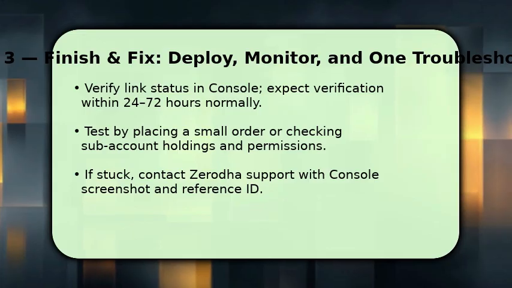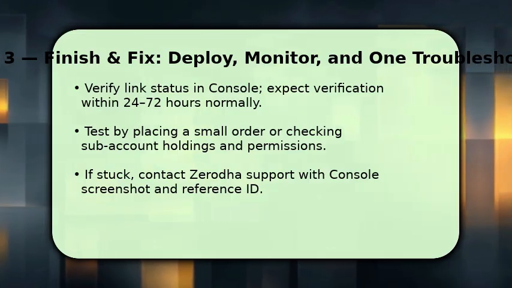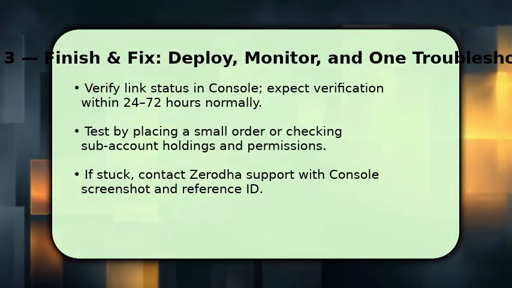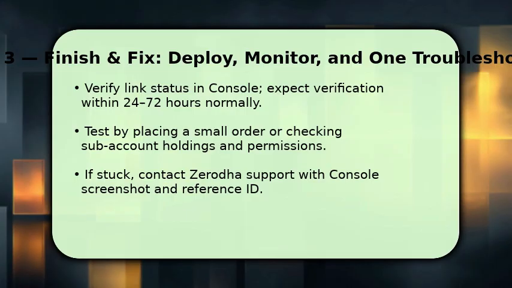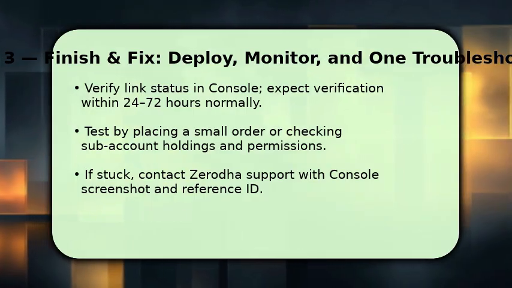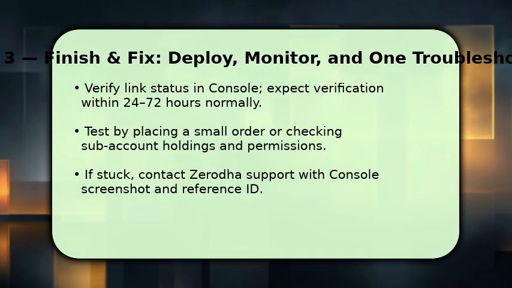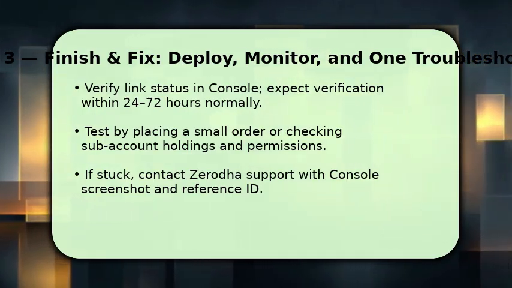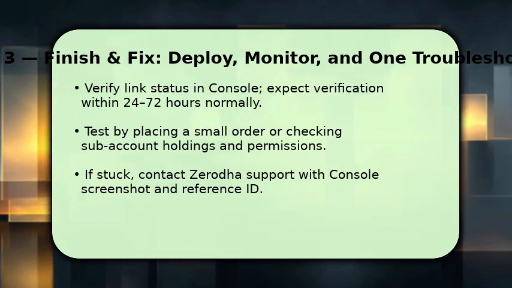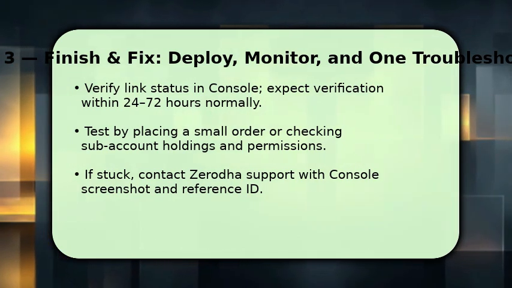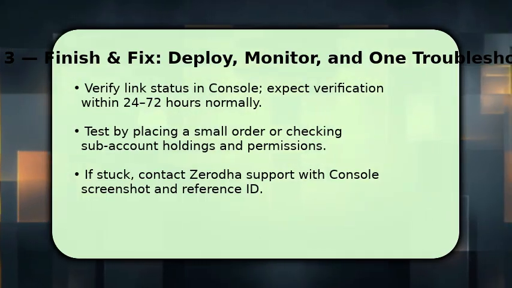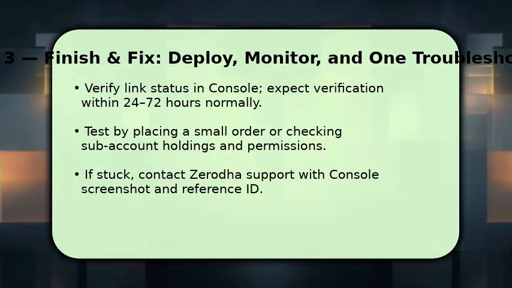After approval, log into Kite or console under the sub-account and test with a small trade or view holdings to ensure permissions and margins are correct. If something goes wrong, like pending verification or permission errors, capture a console screenshot, note the reference ID shown, and contact Zerodha support. Provide the screenshot and ID to speed resolution. One key tip: recheck uploaded document clarity before contacting support.